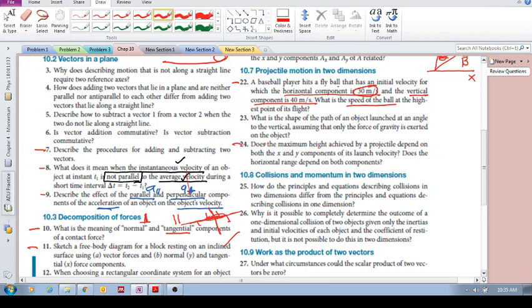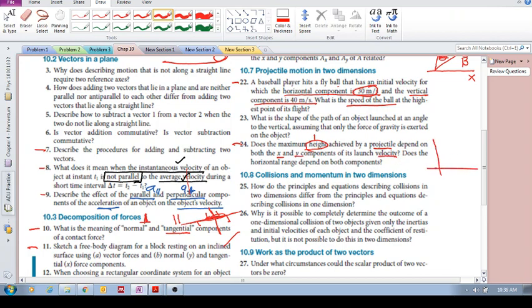Let's look at 24. Does the maximum height achieved by a projectile depend on both the x and y components of its launch velocity? Does the horizontal range depend on both components? So they're asking two questions here. Again, please try it, read the information, read the chapters, learn to learn. So question 1: does the maximum height depend on both the x and y components of its initial velocity?